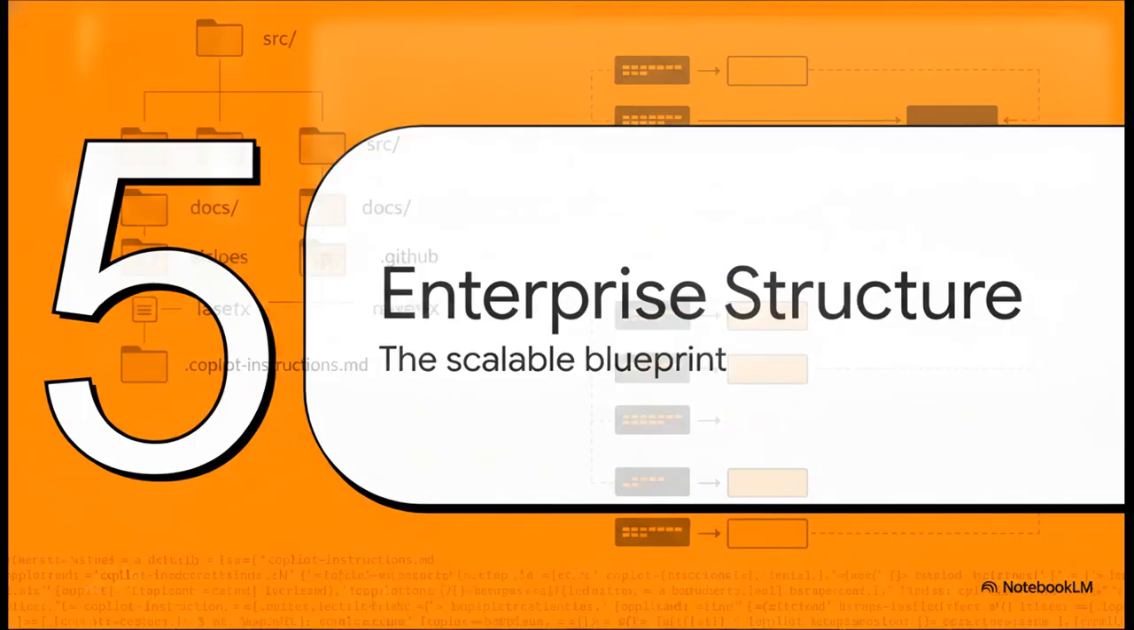Section 5, Enterprise Repository Structure. Let's look at a scalable blueprint. Let's move into the blueprint phase and see what an actual scalable governance structure looks like in a realistic enterprise application file tree. Think about a complex .NET and Angular repo.